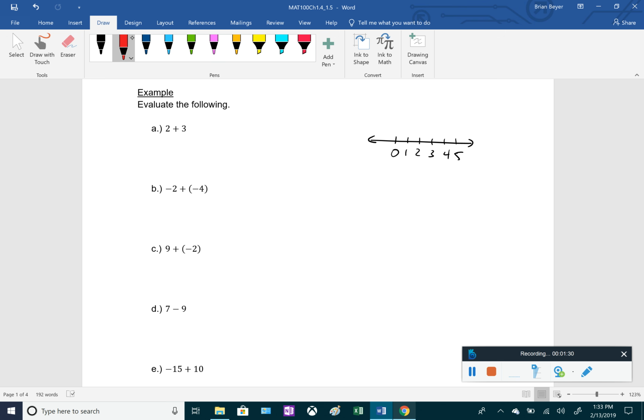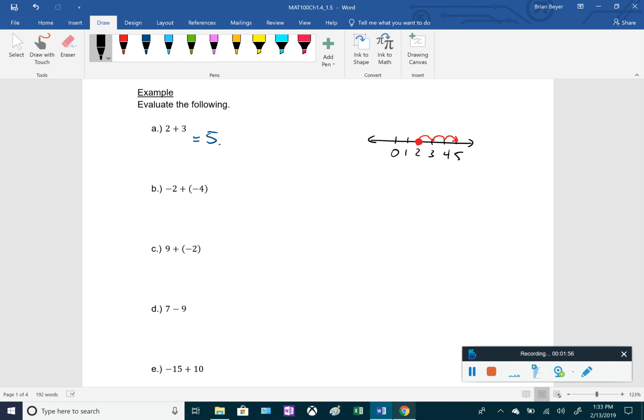We're starting at 2 because it's the leftmost number in the expression. We're going to move it to the right 3 because of the plus 3. So 1, 2, 3. That gets us to 5. So our answer here is just 5. Obviously we probably already knew that, but that's how you should, in my opinion, be thinking about these, using the number line like that.